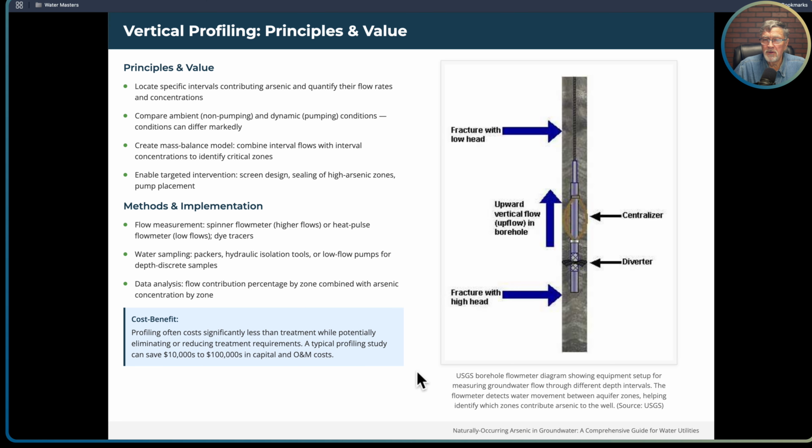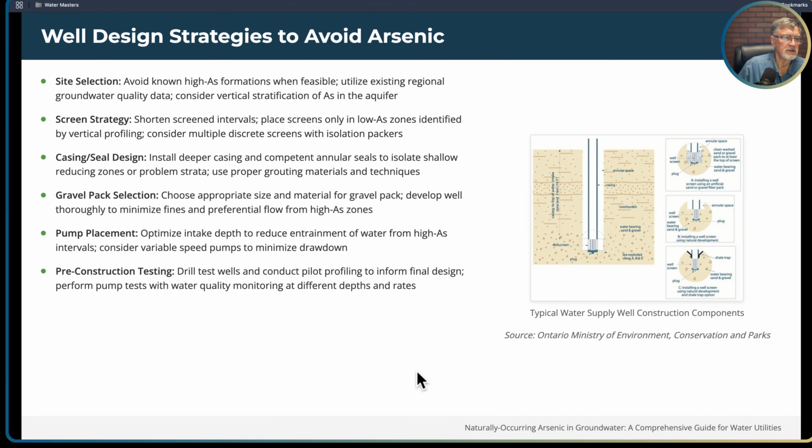If you can minimize your arsenic coming into the system by the way you build your well, it's not going to cost you that much more, and it's going to save a lot of capital costs down the road. So this is really the way to go if you're in an area where you have known arsenic concentrations. All right, well design strategies to avoid arsenic.